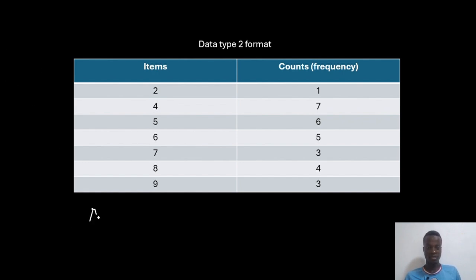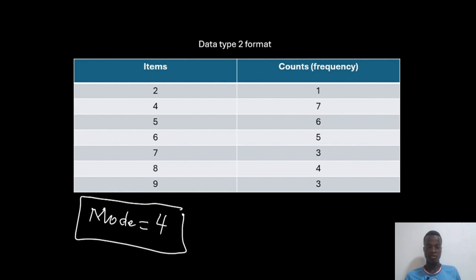So the mode for this set is 4. Our mode is the item 4, because we can see that 4 is associated with the highest frequency, which is 7. Basically, that's it. You've done this before in data type 1, and data type 2 just makes it easy for us. So it's straightforward.